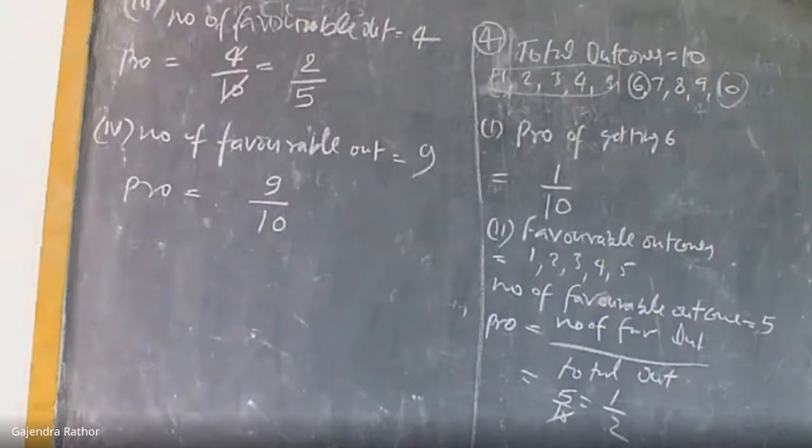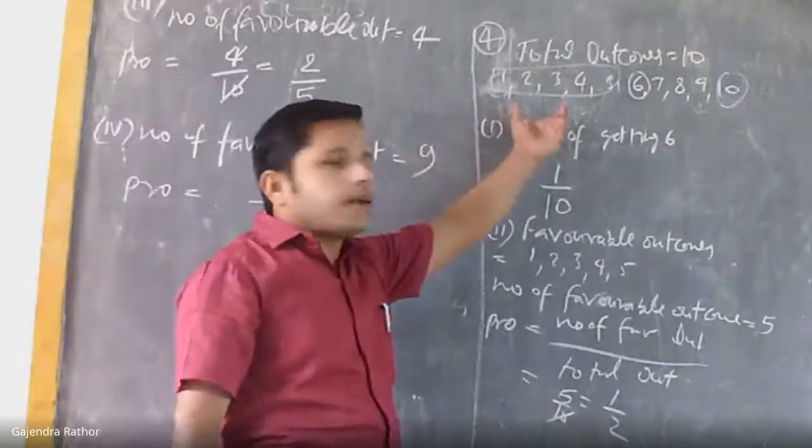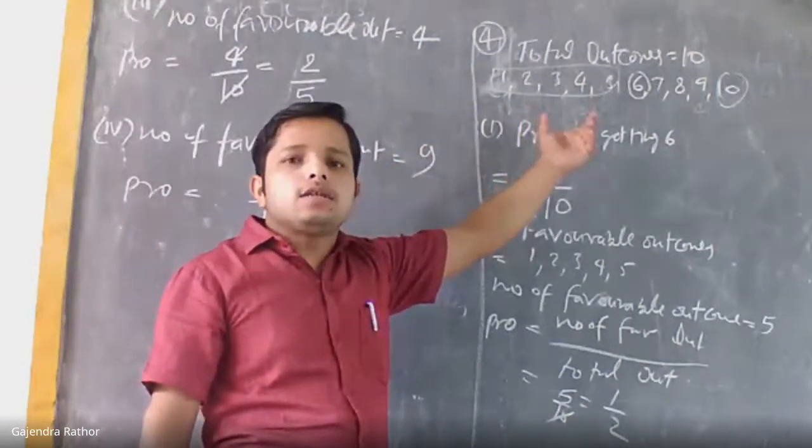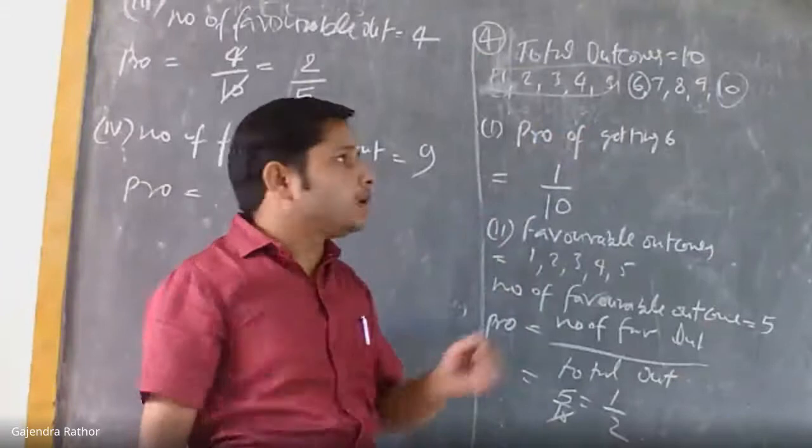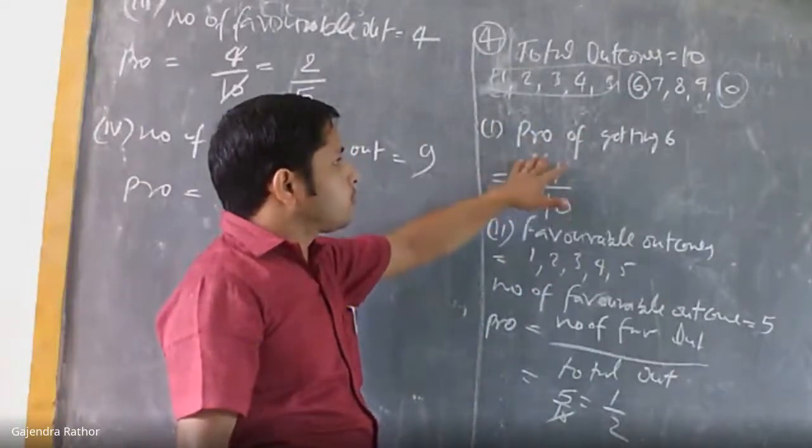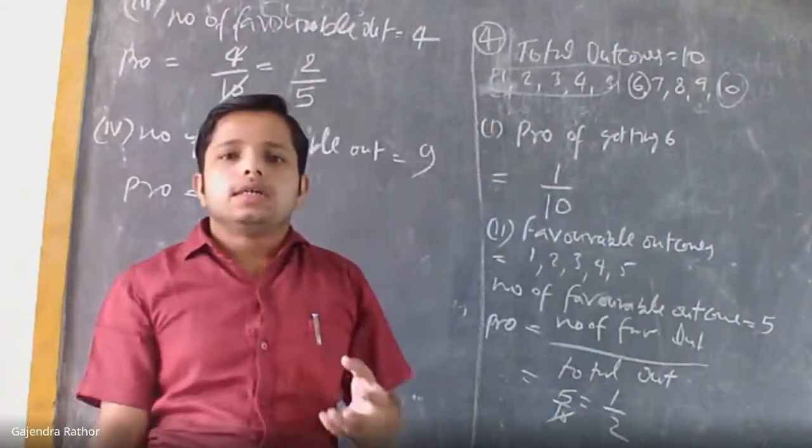Okay, I think some questions were left out. So once again, please listen. There are 10 numbers written on 10 slips, one number on each slip. First one, we need only the 6.